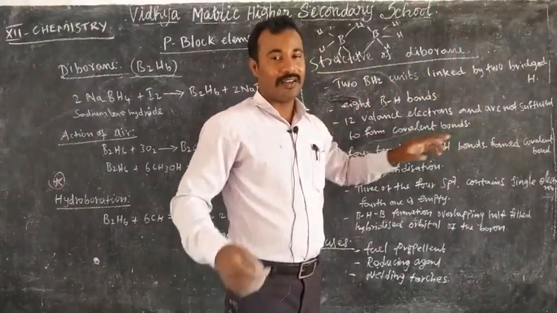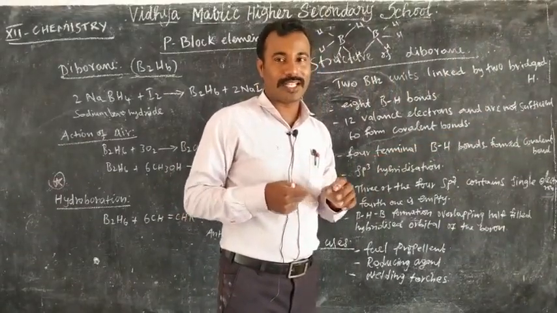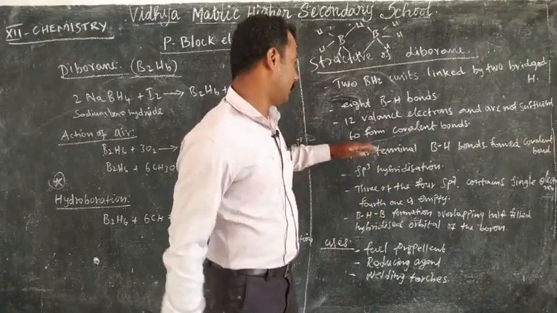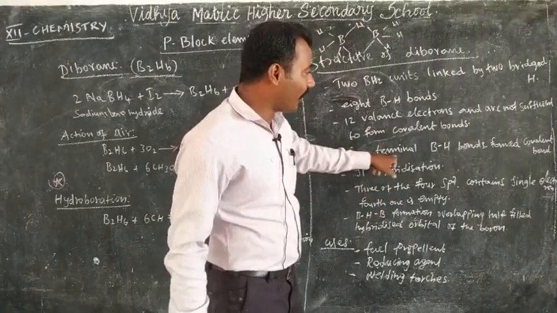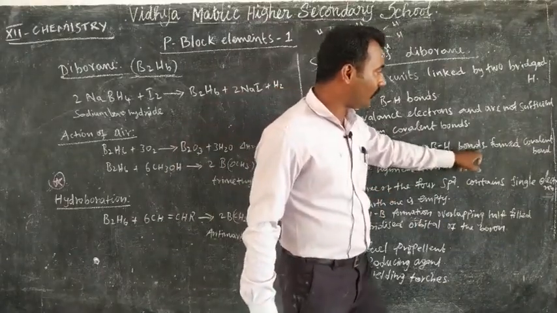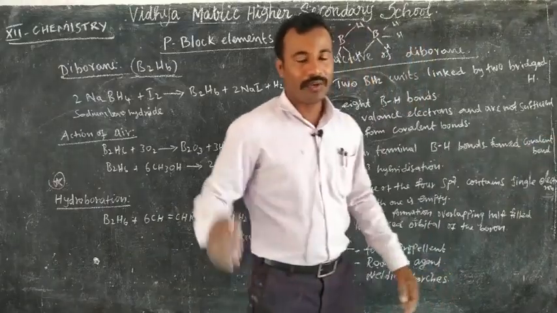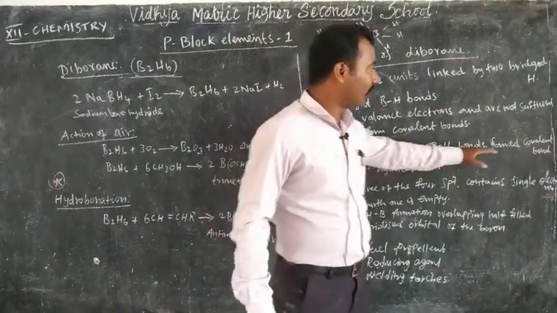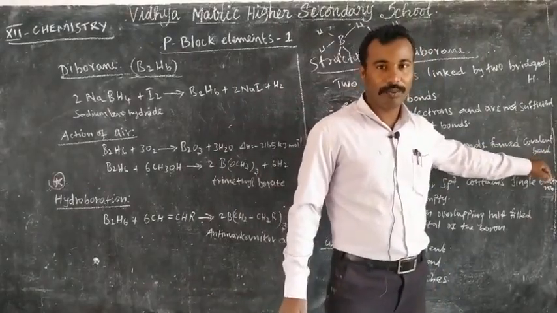அதில் போதுமான அளவு கோவலன்ட் சகப்பிணைப்பிற்கான எலக்ட்ரான்கள் அங்கே இல்லை. Then 4 terminal boron-hydrogen bonds form covalent bonds. 4 bonds are the boron-hydrogen bonds, the formation of covalent bonds.